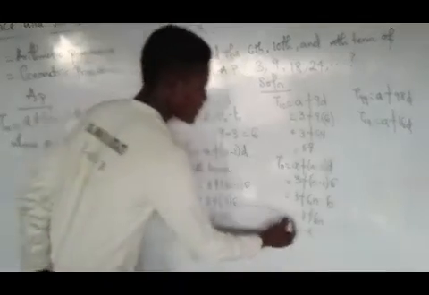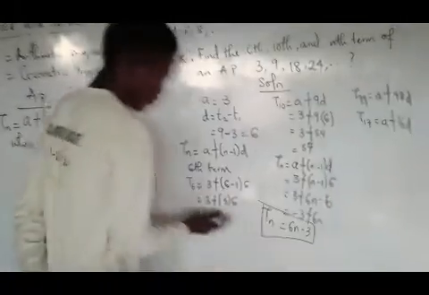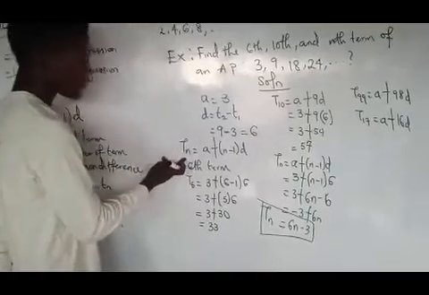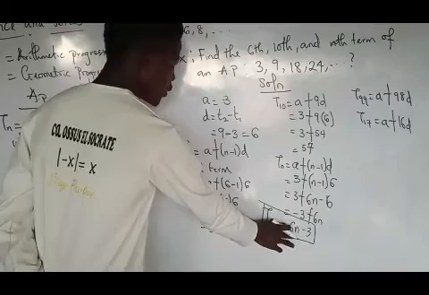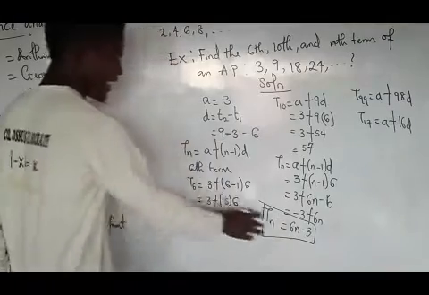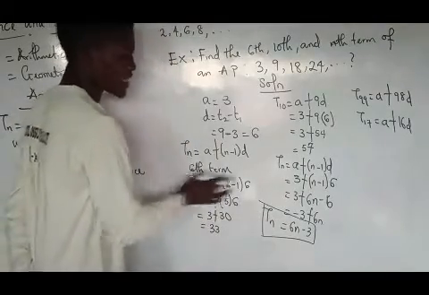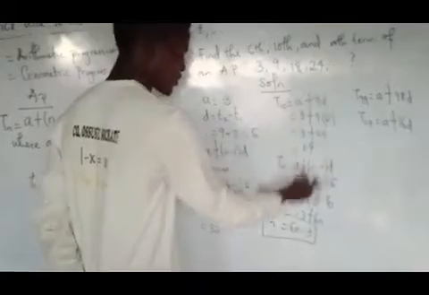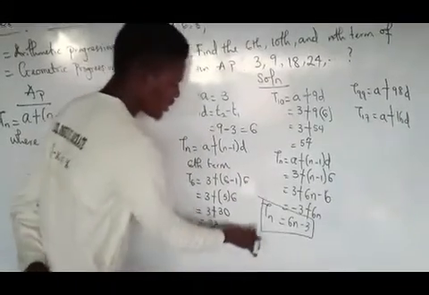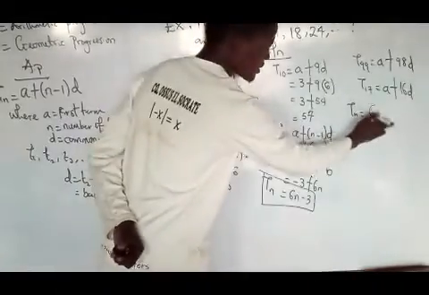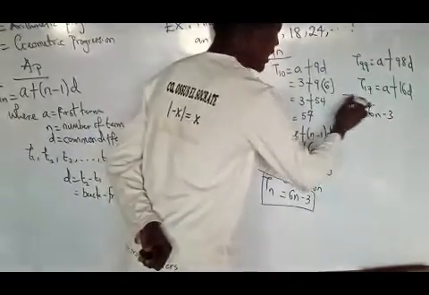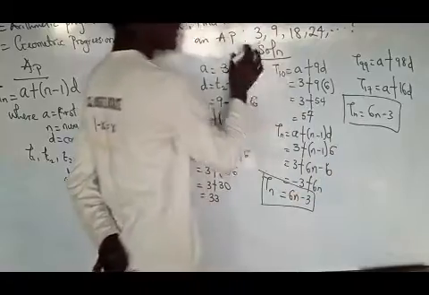Now, if you use this nth term formula to find the first question, which is the 6th term, anywhere you see n, put 6. You will get the same answer. If you use it for this, you will get the same answer. So let's do that before we wrap up in this video. So if your Tn is equal to 6n minus 3, which is the nth term of this series.